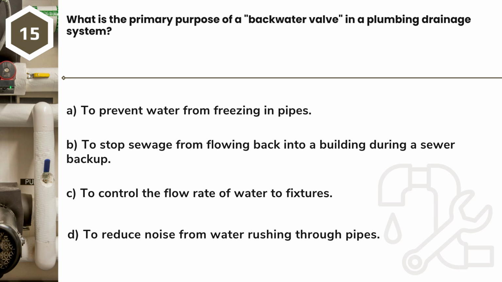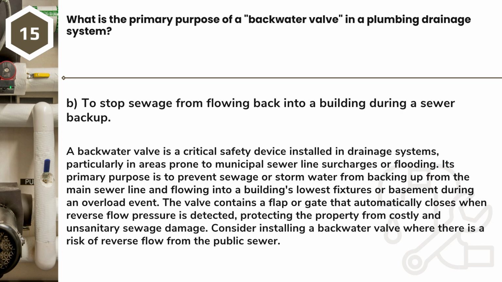Question 15. What is the primary purpose of a backwater valve in a plumbing drainage system? A. To prevent water from freezing in pipes. B. To stop sewage from flowing back into a building during a sewer backup. C. To control the flow rate of water to fixtures. D. To reduce noise from water rushing through pipes. Answer: B. To stop sewage from flowing back into a building during a sewer backup.